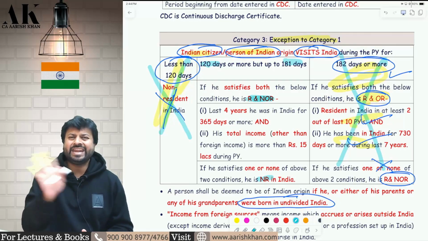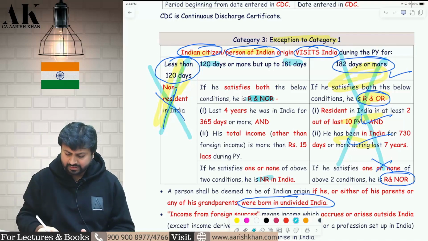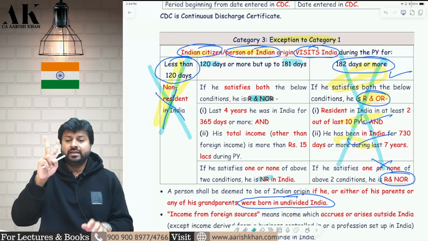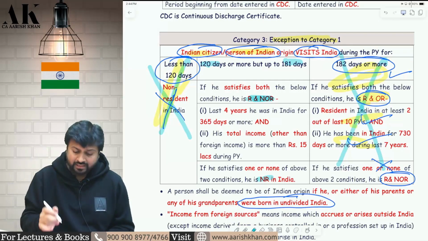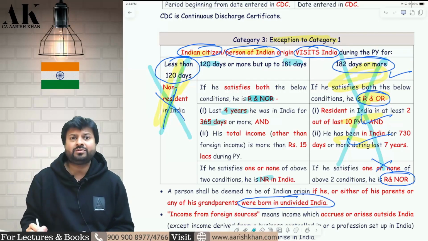So if you fulfill both the conditions, then you will be not ordinary resident. This middle person can never be ordinary resident. This middle person will always be not ordinary or non-resident. So when he will become a not ordinary resident, he has to fulfill 2 conditions. Which 2 conditions, sir? In the last 4 years, he should stay in India for 365 days or more.